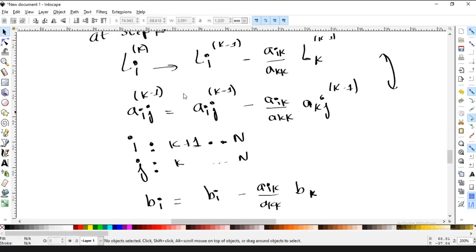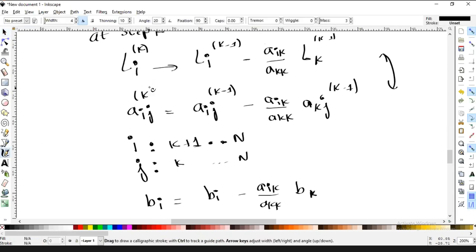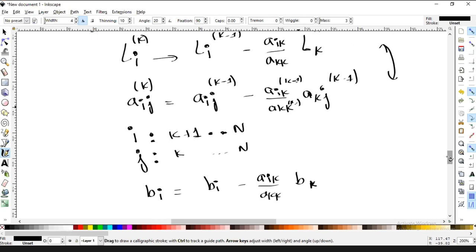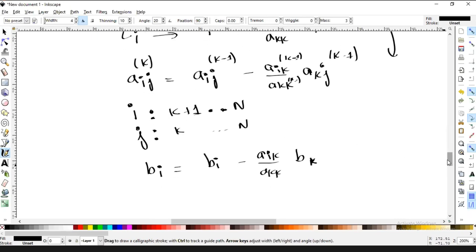Aij at the step k is equal to Aij at the step k minus 1 minus Aik over Akk, all at the step k minus 1. This is the old elements of the matrix, multiplied by Akj. And i goes from k plus 1 till n.